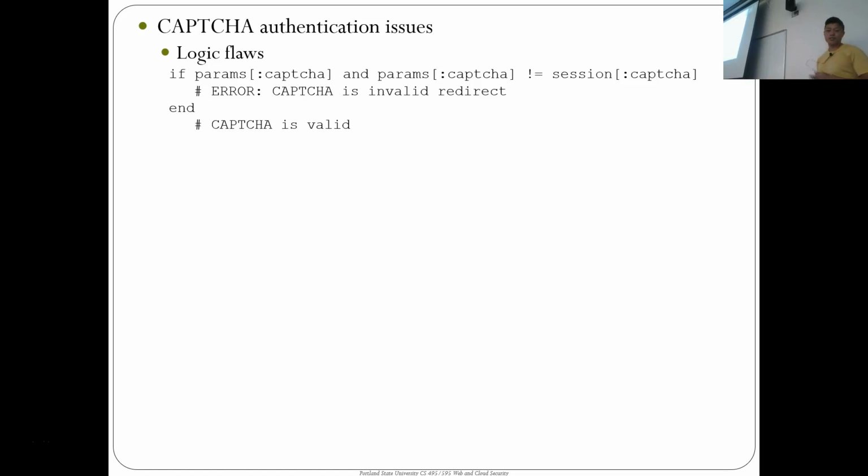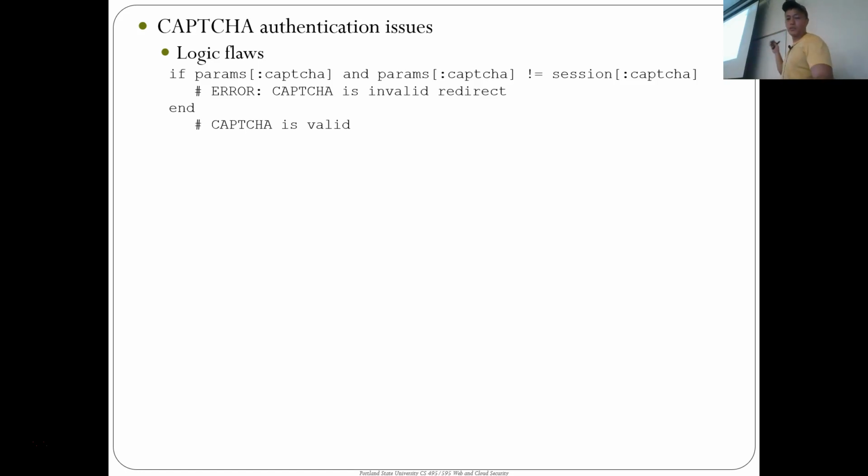Another issue is with CAPTCHA. So here's an implementation. Anytime you have authentication workflows, you can have logic flaws in these workflows. Here's an example of a CAPTCHA authentication workflow where it checks to see if there's a CAPTCHA. If the CAPTCHA answer is valid, which is what this is checking, and if this is false, then the CAPTCHA is invalid and you redirect the flow. But if this isn't true, then the CAPTCHA is valid and you allow the authentication to happen.